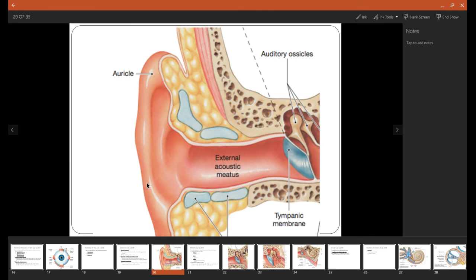So here's the auricle or the pinna, the outer ear. Here is the external acoustic meatus or canal, and then here is the tympanic membrane right there.